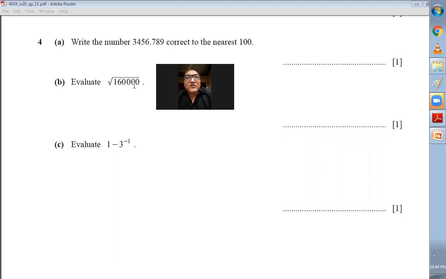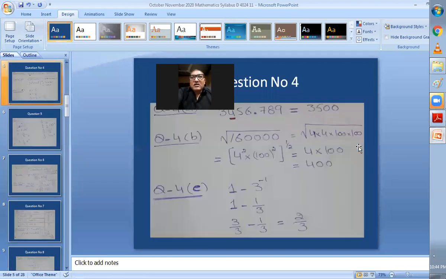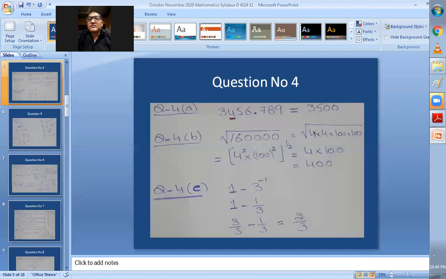So then we have to evaluate this 160,000. So I will do this square root thing with a trick. Let me show you.